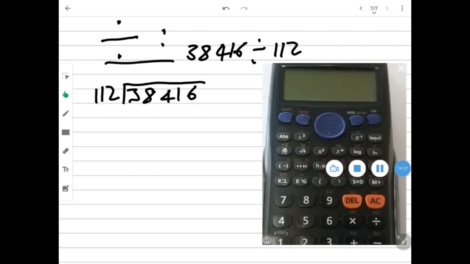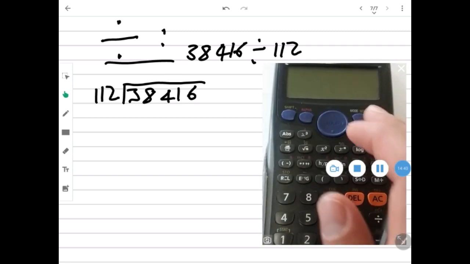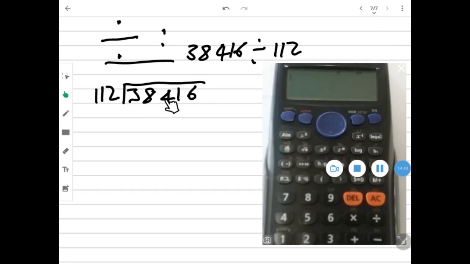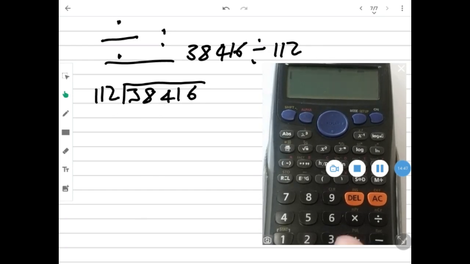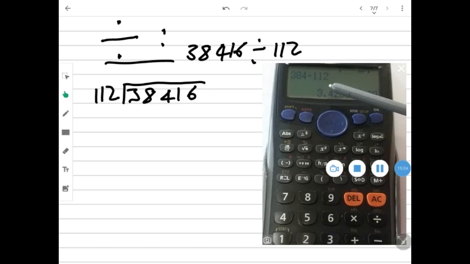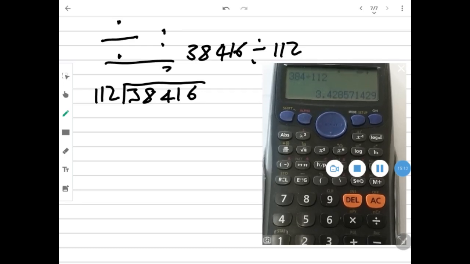Right, here's my calculator. All right, you can use your calculator in this way now. So we're taking the 384 divided by 112. So let's type that. 384 divided by 112. And we get, if you get this fraction, okay, just press SD to get rid of the fraction. So we have a decimal number. You see we have 3 comma something. Forget about the decimal number. We just care about the 3 for now. So we write the 3 over there.